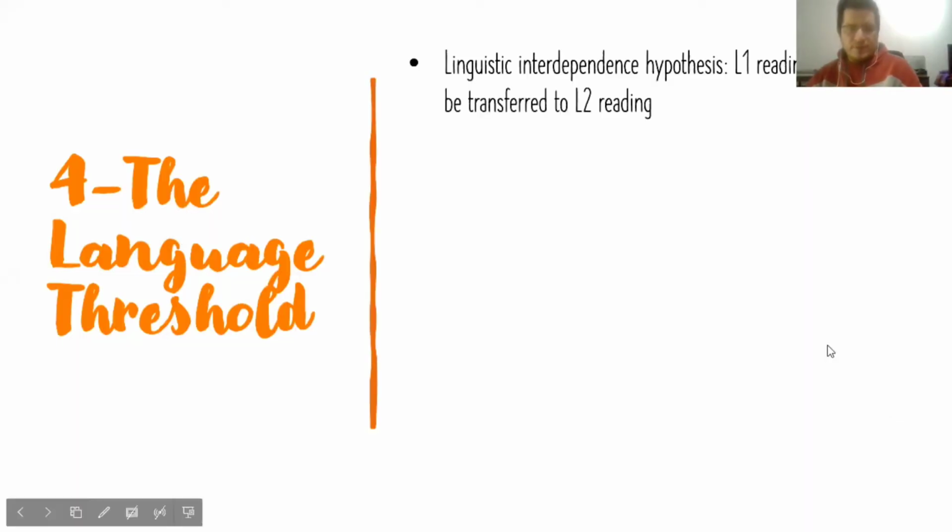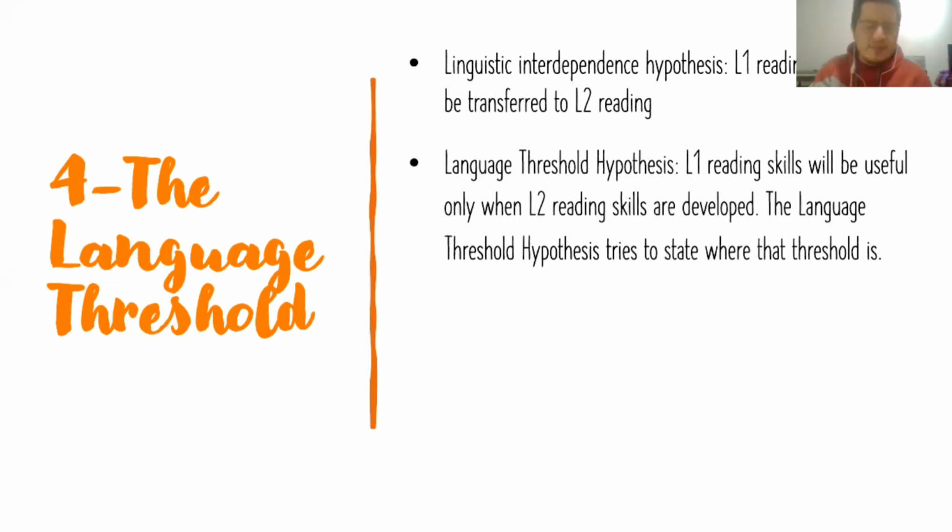According to the linguistic interdependence hypothesis, L1 reading skills can be transferred to L2 reading. That means that if we are capable of applying reading strategies in L1, we will also be able to apply them in L2. This has been debated by the language threshold hypothesis. It states that L1 reading skills will be useful only when L2 reading skills are developed. That means that we need some proficiency in L2 before applying L1 reading skills.